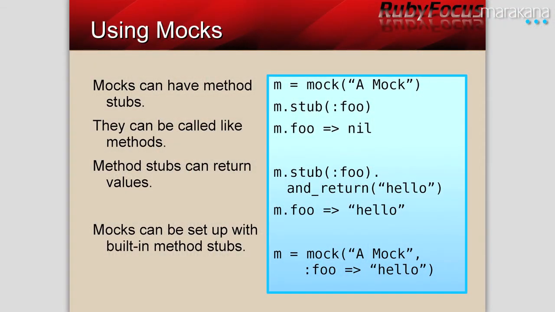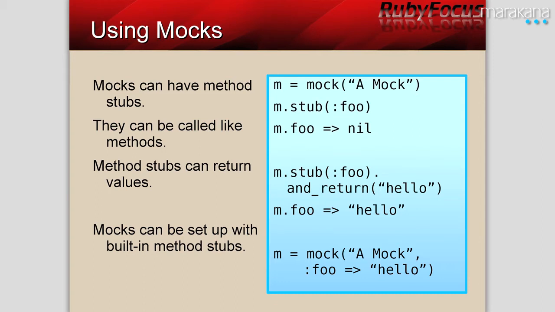Now notice, the meaning of stub is different here. Up here, I call stub without anything before it. That means I call it on the global object. So now, given a mock, I can call stub on this, and this means something different. This means, give this mock a method called foo. So now this mock object pretends to have a method foo, and I can call it m.foo, returns nil.